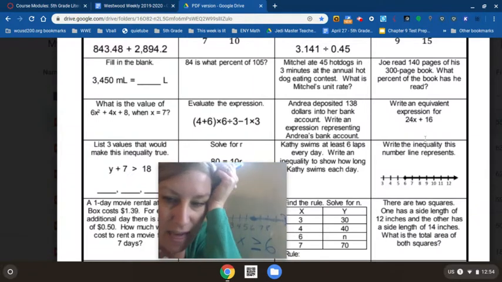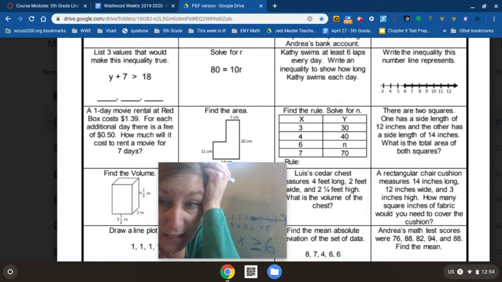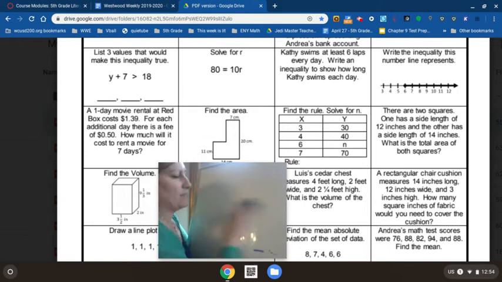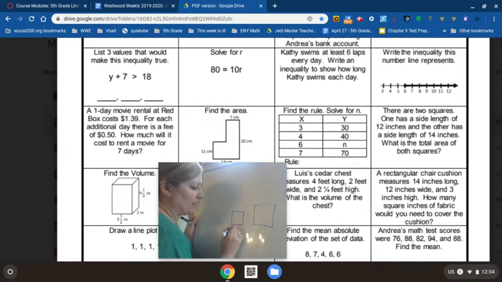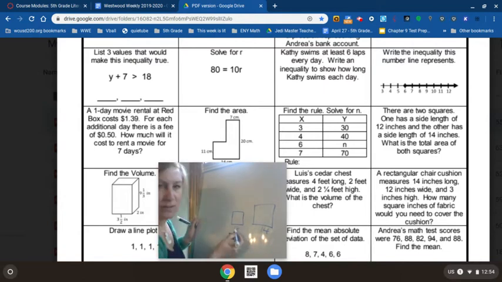All right. And then there are 2 squares. One has a side length of 12 and the other has a side length of 14. What is the total area of both squares? Okay, that's easy. You just have to think of the 2 squares. One is 12 and one is 14. So if a side length is 12, then you know it's all 12. And this side length is 14. All of it's going to be 14. So what is the total area of both squares? So you just do area.